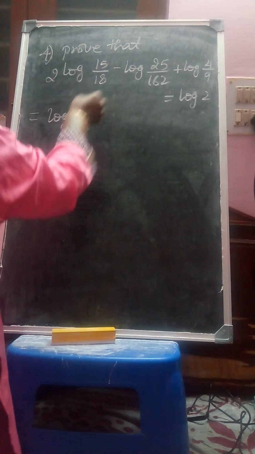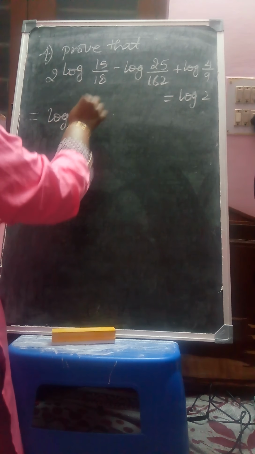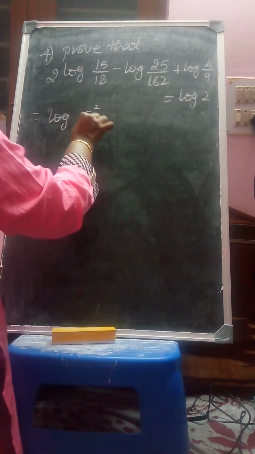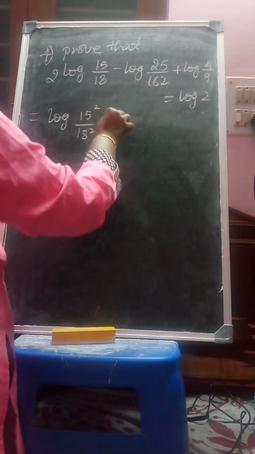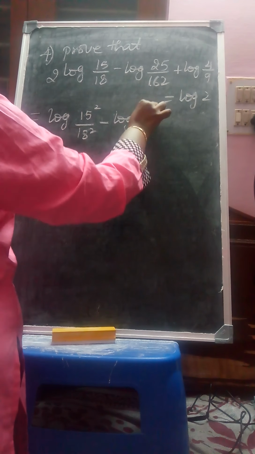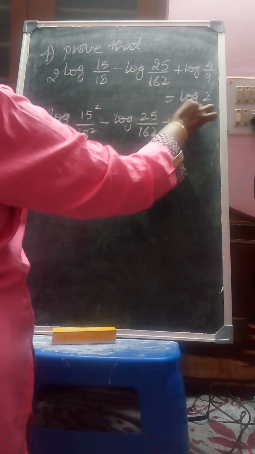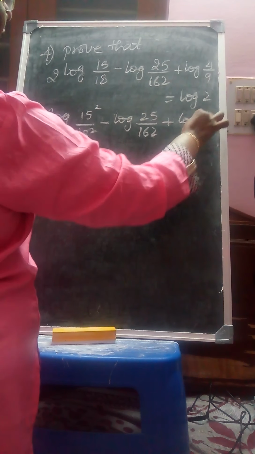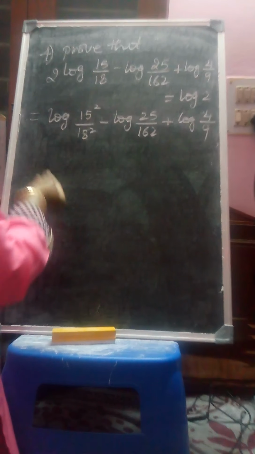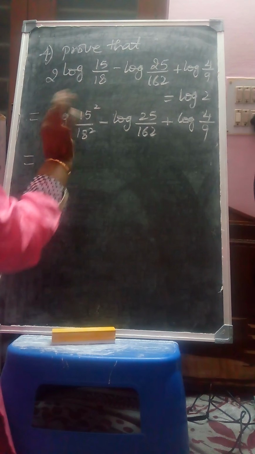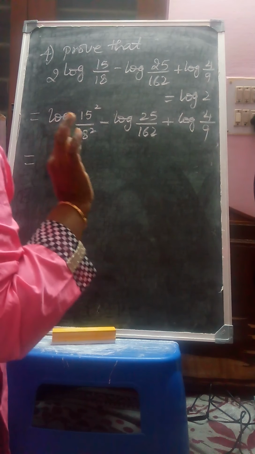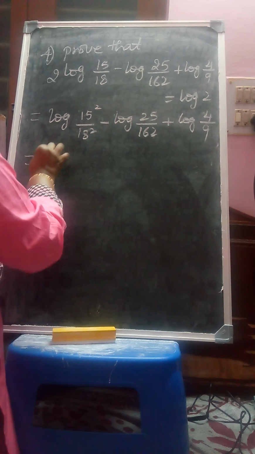Now this 2 will go up there as 15 square by 18 square minus log 25 by 162 plus log 4 by 9. Okay. Now see here how I'm doing it. I'm not going to multiply this. I'm going to make it easier.